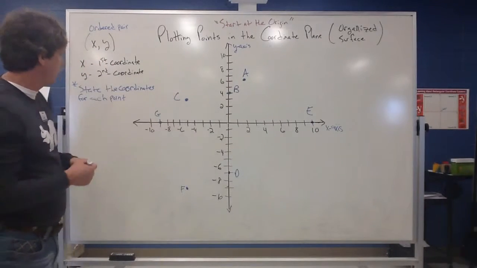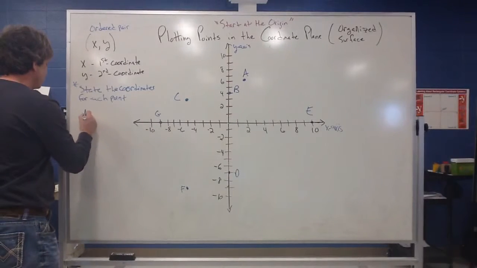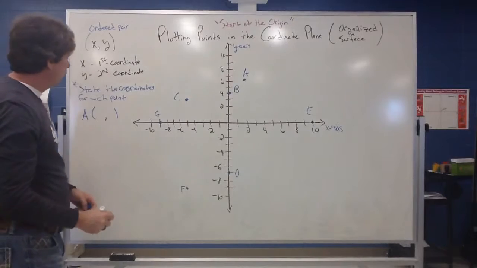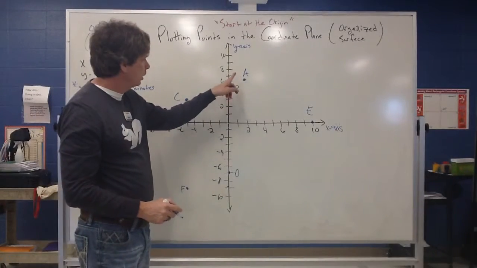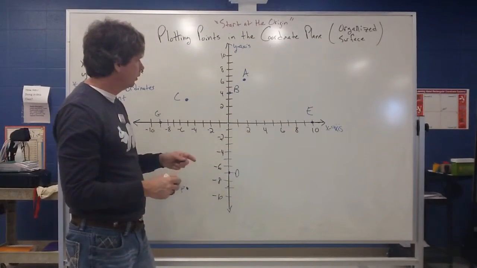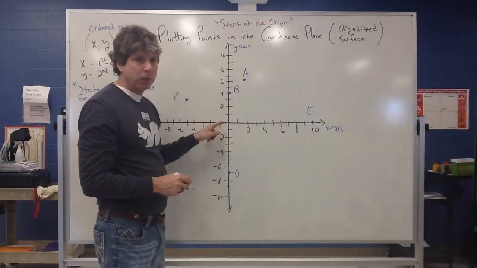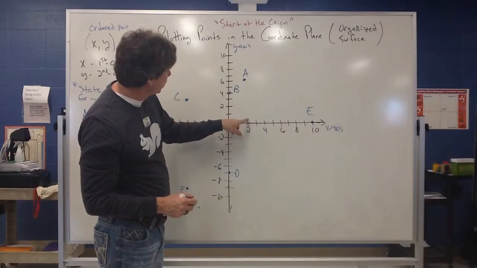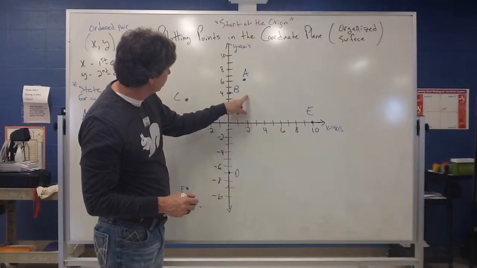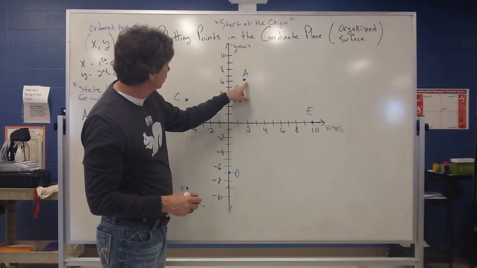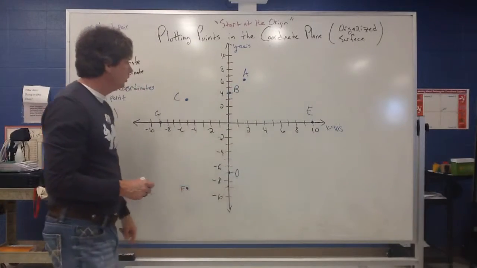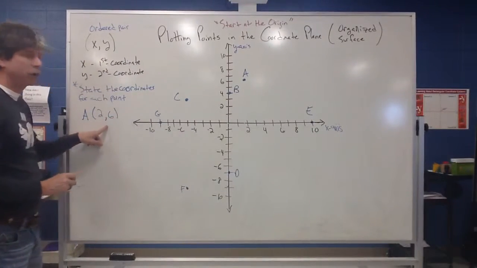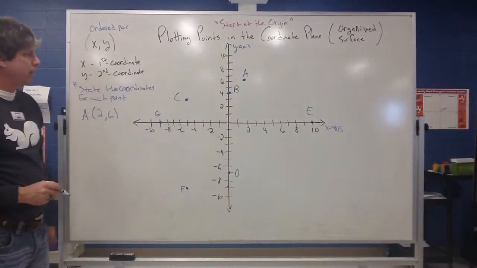So let's start with point A. So I need my parentheses there and my little comma. And what I need to do is identify what are the coordinates for this. So again, to do this, we start at the origin and we work our way to point A. So it looks like we have to move right 2, we have to move up 1, 2, 3, 4, 5, 6. So point A would be 2, 6. So that would be what we call the coordinates to point A.